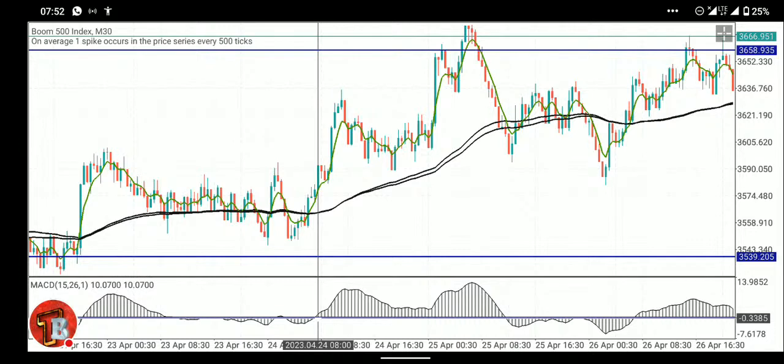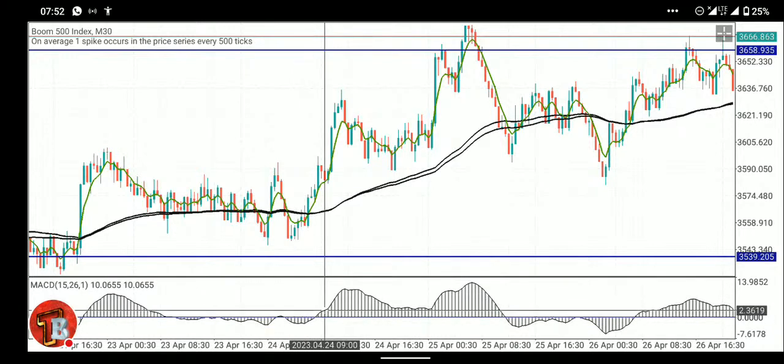So our target is to enter the market when there is a crossover from the negative to the positive side. That is a confirmation. That means we have a confirmation right here, right here.